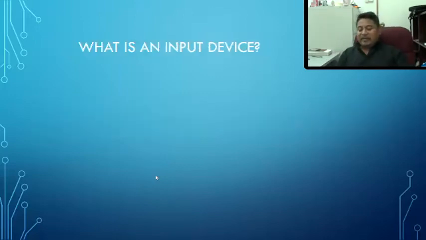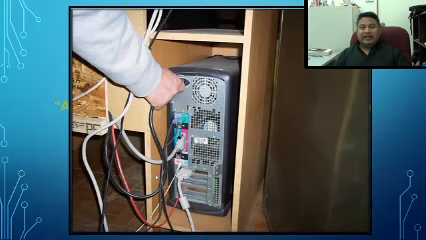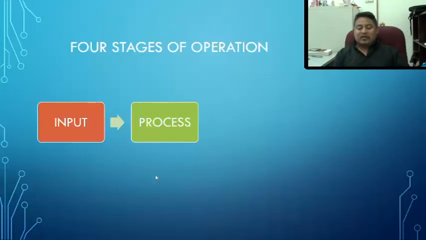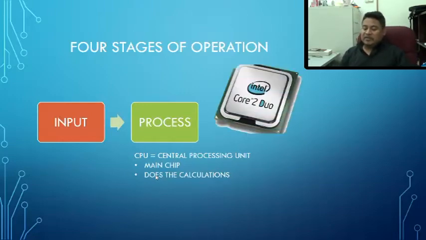Input, for a quick definition, would be any peripheral device used to provide data to the computer system. What is a peripheral device? Anything that is plugged into that box, the computer unit that is sometimes called the CPU. You will see that on the screen as we go along from point to point. And then the next thing that we have is process, which is controlled by the CPU. CPU stands for Central Processing Unit. That is the main chip in the computer that does all the calculating and spits out the solution as you go along. Then you have storage.